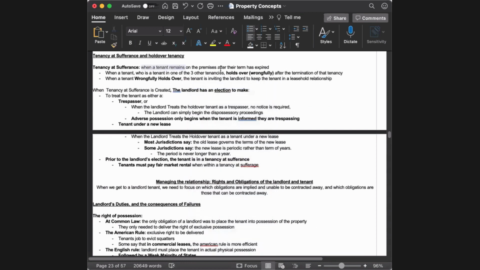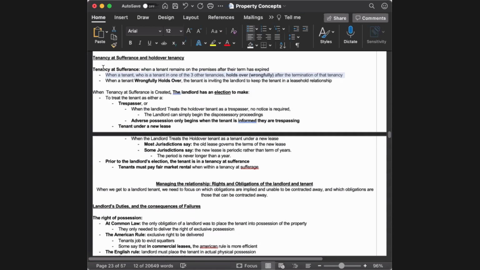Tenancy at sufferance. This is when a tenant remains on the premises after their term has expired. When a tenant in one of the three tenancies holds over, they're wrongly holding over in the property after the termination of that tenancy. So this is essentially when the landlord has done everything that they need to do under the lease to terminate the lease, and the tenant will not leave.